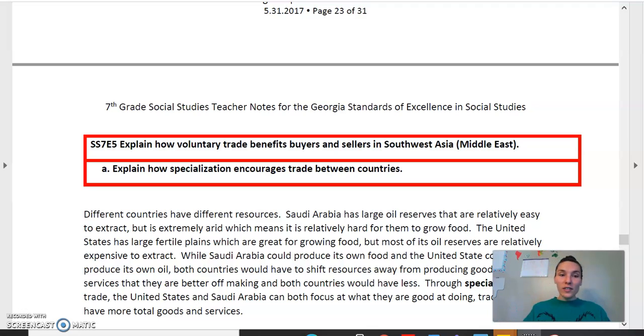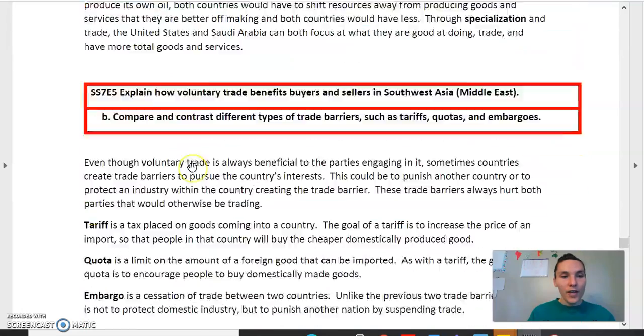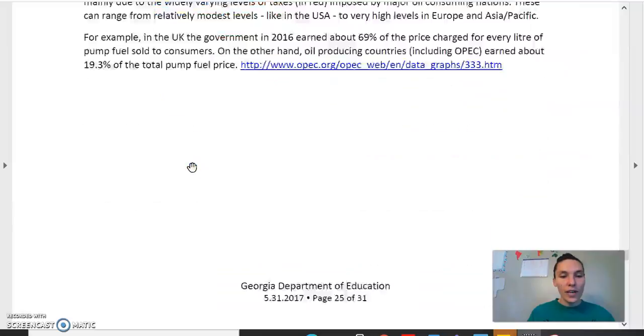So let's start off with our standards. We're going to start off with SS7E5. Explain how voluntary trade benefits buyers and sellers in Southwest Asia. Part A, we're going to explain how specialization encourages trade between countries. Then we're going to move to the next standard.